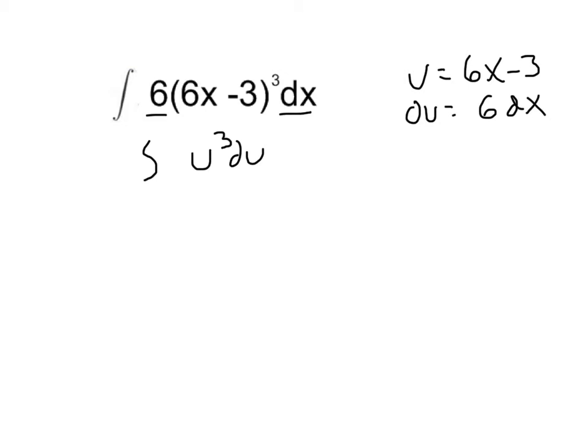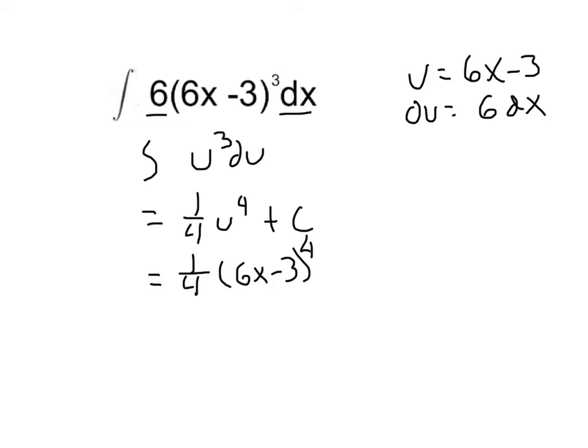The integral of u cubed du is just 1/4 u to the 4th plus c. So this is now my integral. Substitute back in my u, and I end up with 1/4 times 6x minus 3 to the 4th power plus c.